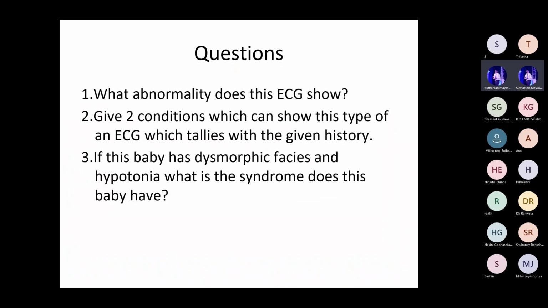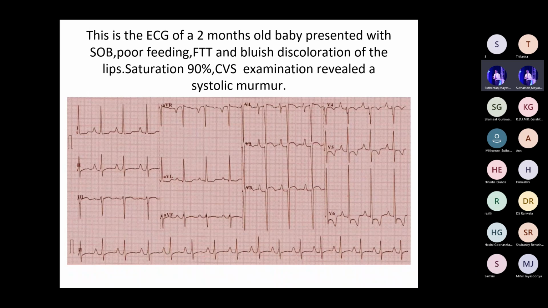Now go to the question. What abnormality in the ECG? Detect the abnormality. Forget about the conditions. Rate, rhythm, then the axis, then the P wave, the PR interval, the QRS complex, then the QT interval, T waves. Okay, I'll help you. Here the rate is around 100, which is not abnormal. Rhythm, sinus rhythm. PR interval is normal. Then what is the axis here?